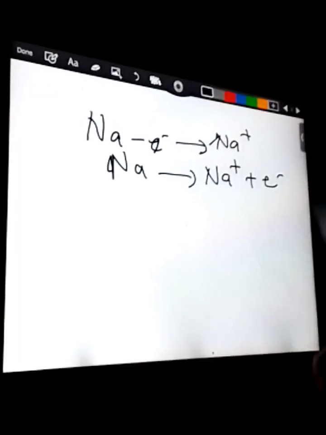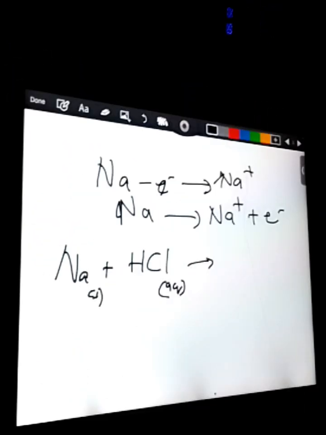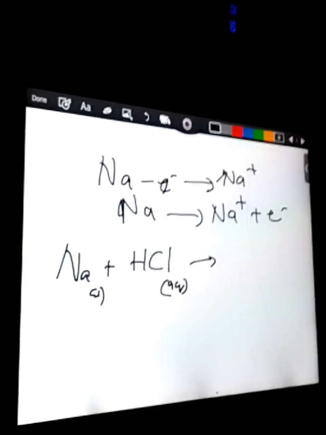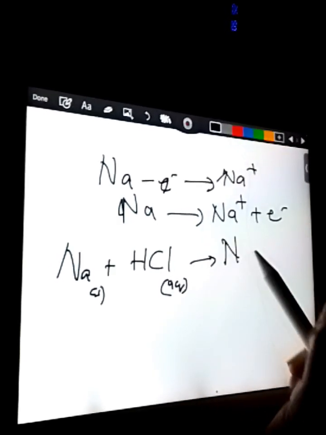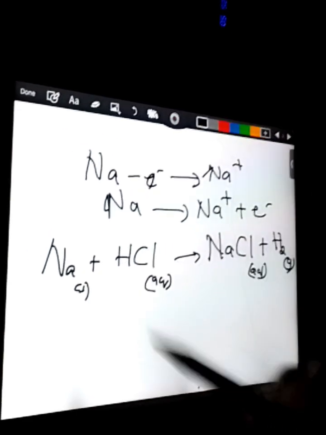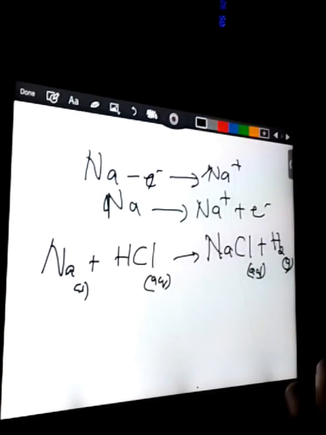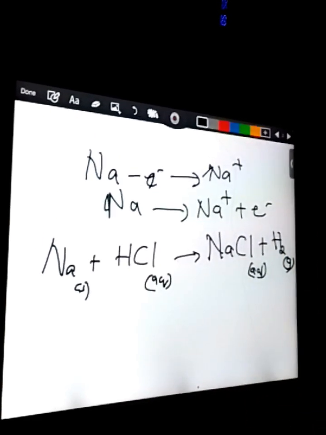We have an equation. Because sodium is more reactive than hydrogen, it is going to displace hydrogen from that compound. So you have sodium chloride plus hydrogen gas. Which element is oxidized, which one is reduced? We can use their oxidation state to know.